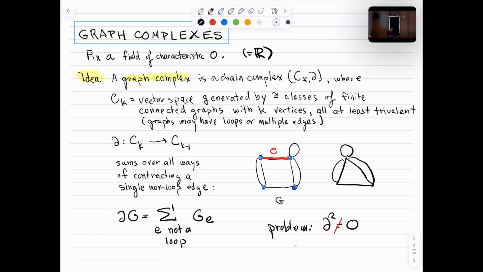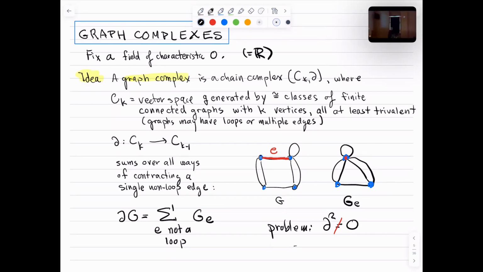So if I contract that edge, I get 3 vertices instead of 4, and the red edge becomes just a red dot. So this is a picture of G sub E. And I want to define the boundary operator by saying just take all the edges that aren't loops, contract them one at a time, and add them up. Okay? But there's a problem with that.